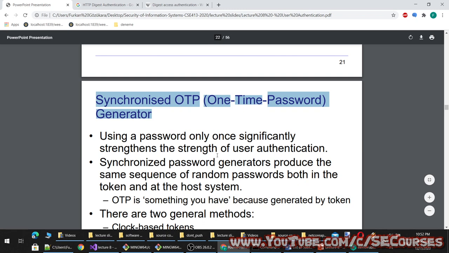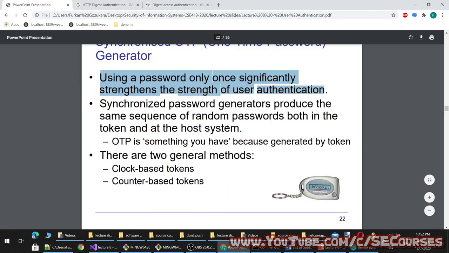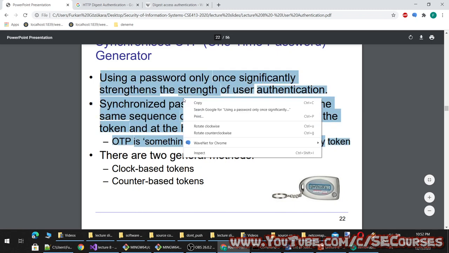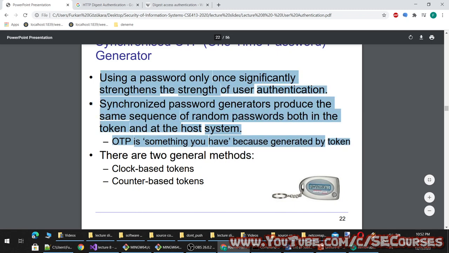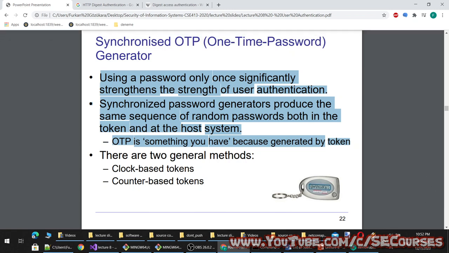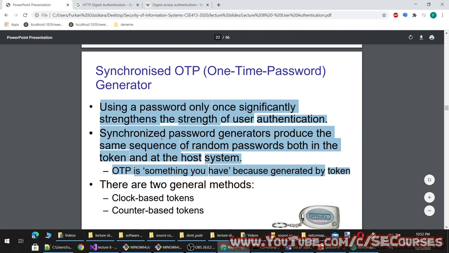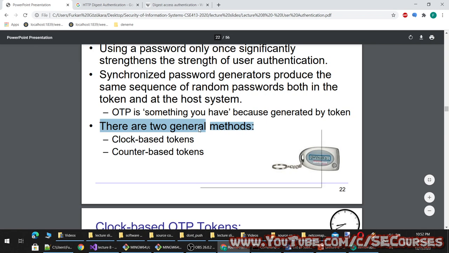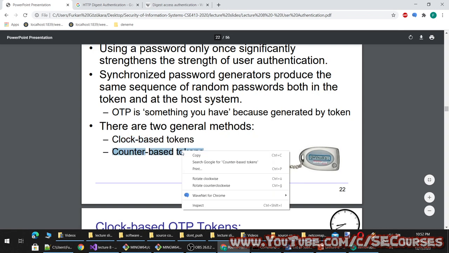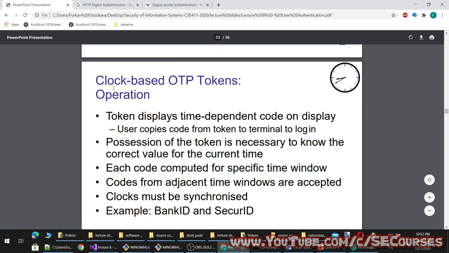Synchronized OTP, one-time password generator. Using a password only once significantly strengthens the user authentication. Synchronized password generators produce the same sequence of random passwords both in the token and at the host system. OTP is something you have because it is generated by a token. So OTP is a one-time password. There are two general methods: clock-based tokens and counter-based tokens.